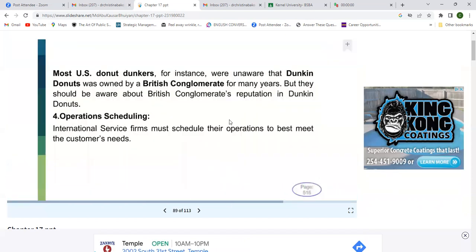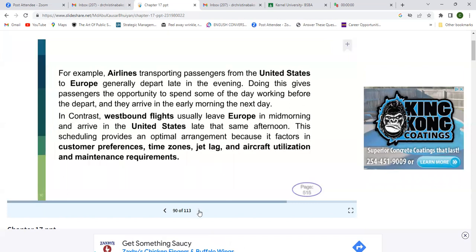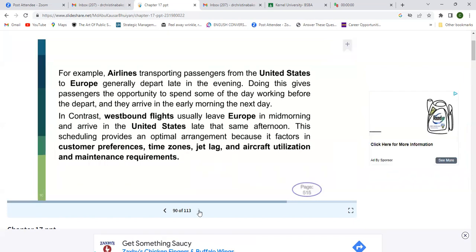Most U.S. donut drinkers, for instance, were unaware that Dunkin' Donuts was owned by a British conglomerate for many years. They should be aware of the conglomerate's reputation. In operating scheduling for international service, scheduled operations best meet the customer needs. For example, airlines transporting passengers from the United States to Europe generally depart late in the evening.